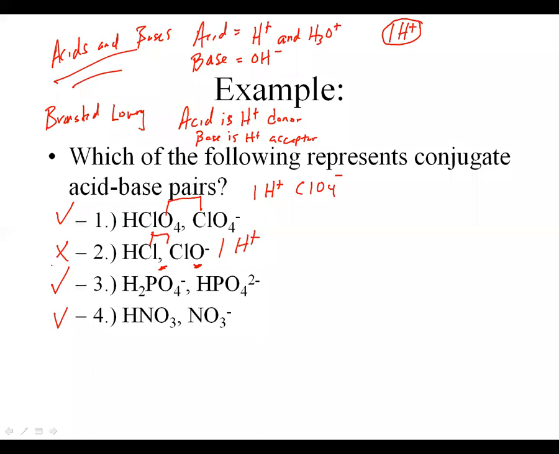Any questions on how to identify those? So one, three, and four would be acid conjugate base pairs. Again, the only difference being 1 H plus. Any questions on that? Okay, so I think you have some examples next.